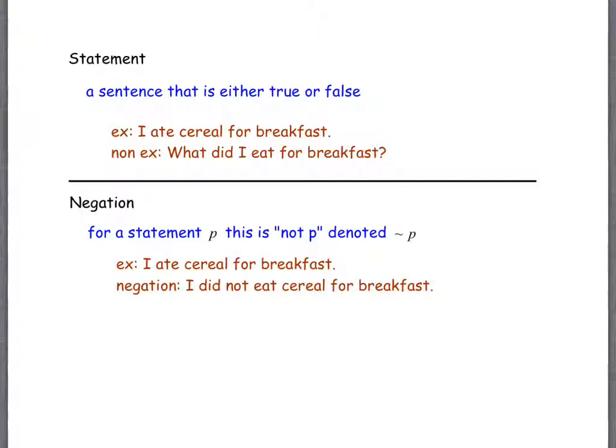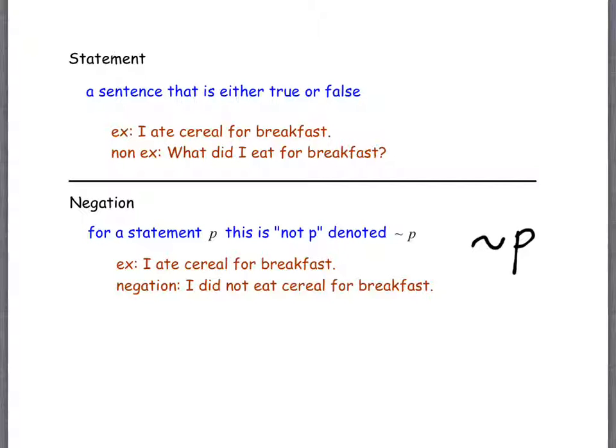A negation for a statement. If we use the letter P to be our statement, then not P is the negation, and it's this little tilde. It's on a keyboard of a computer as well. It's a tilde P. We read it as not P. It's kind of like having a negative. So the negation of I ate cereal for breakfast would be I did not eat cereal for breakfast.